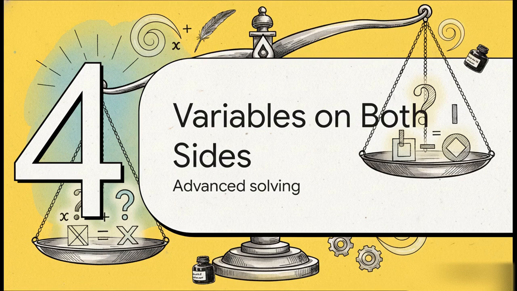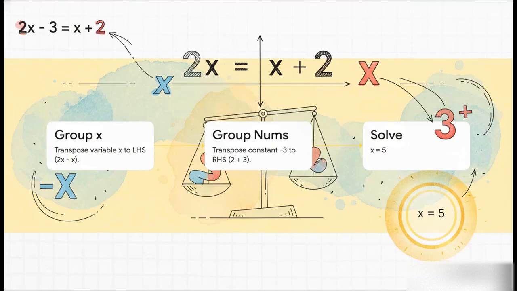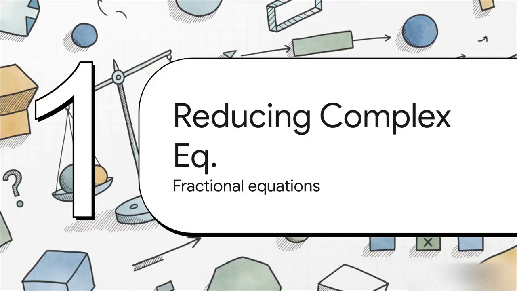Now for Section 4, variables on both sides. I know it might look a little intimidating when x shows up twice, like in 2x minus 3 equals x plus 2. But honestly, we use the exact same logic. We just want to group our variables on the left and our constants on the right. So we bring that positive x over to the left, making it a minus x. Then we shift the minus 3 over to the right, where it becomes a positive 3. So now we're looking at 2x minus x on the left and 2 plus 3 on the right. Simplify that down, and once again, we get x equals 5. Easy, right?